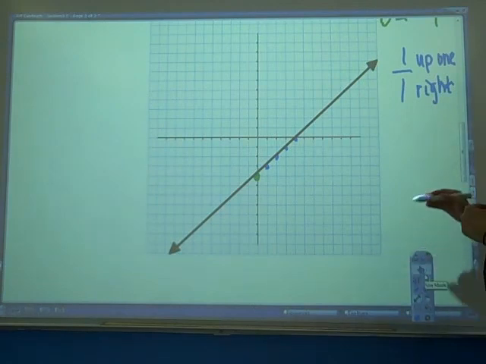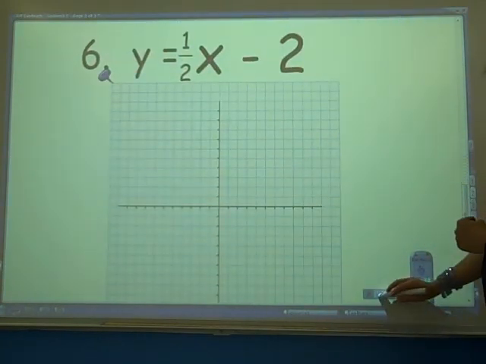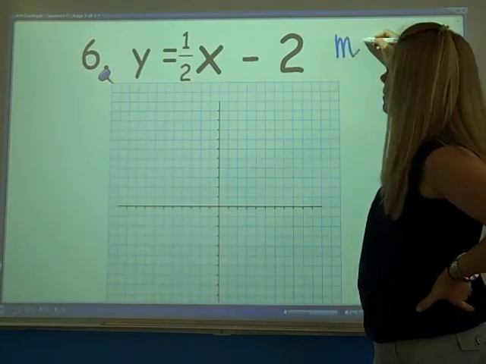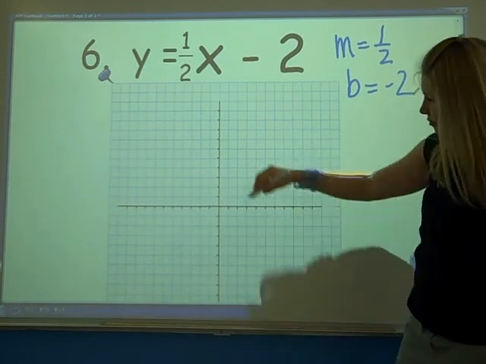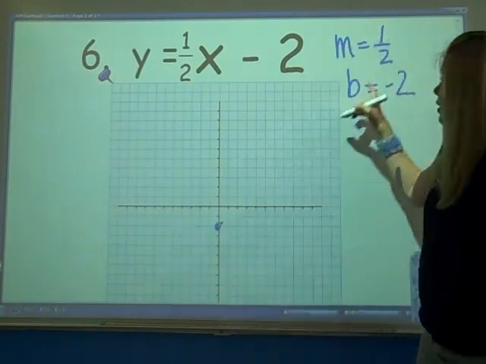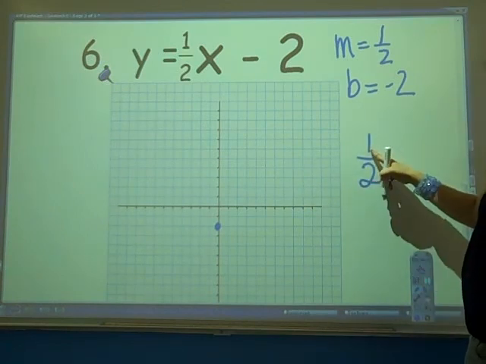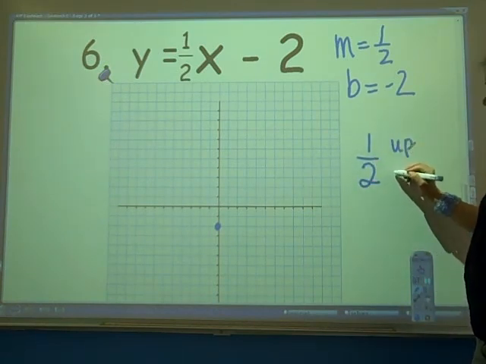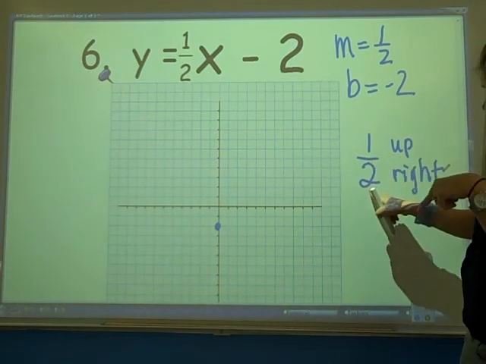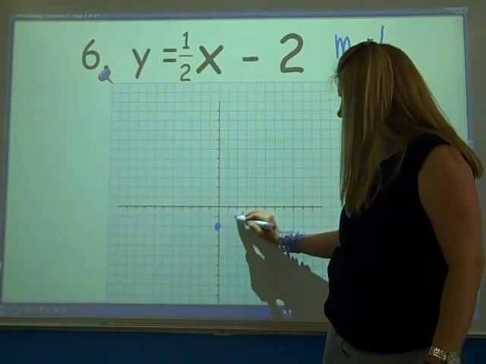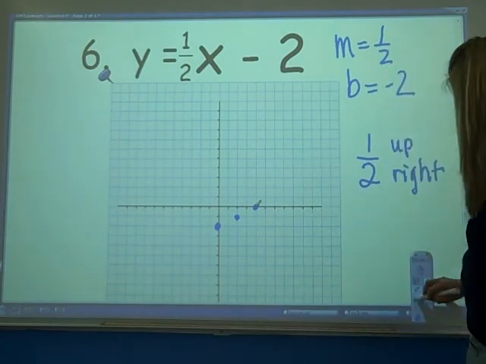Alrighty, we'll do one more and that's it, and a bunch more in class. Step 1, identify your slope. M equals 1/2. B equals -2. Graph b, -2. Graph your slope. It's already a fraction. Half means up 1, right 2, because they're positive. Up 1, right 2. Up 1, right 2. Connect.